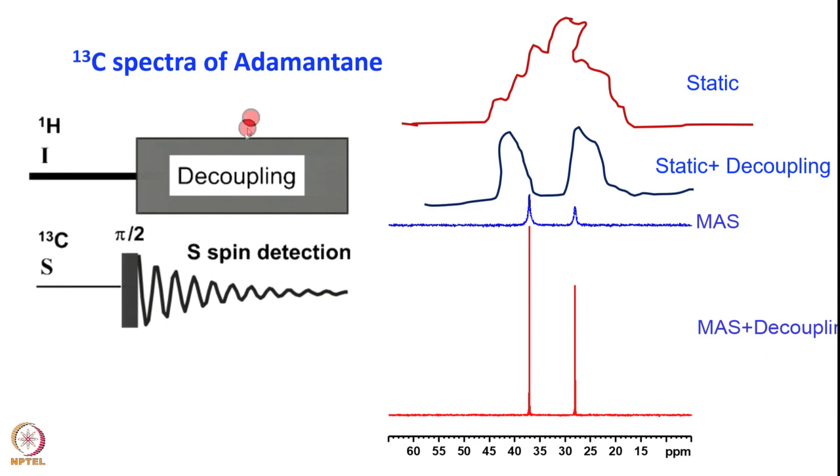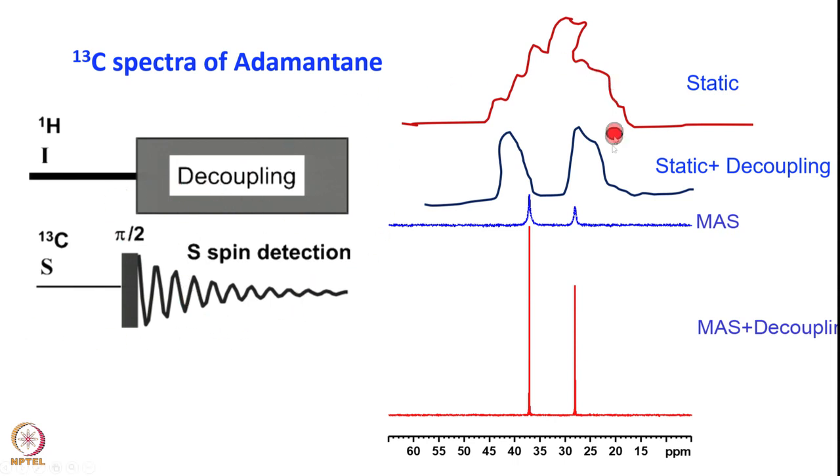Another term that we had discussed is decoupling, that improves the resolution. This is heteronuclear decoupling. So, we are exciting carbon with a 90 degree pulse and detecting carbon, this is a one dimensional spectrum. So, the S spin is being detected after the irradiation with a 90 degree pulse. During that detection period, we are applying a high power decoupling that decouples the proton carbon coupling that we had seen, that loosens the interactions. So, that improves the resolution.